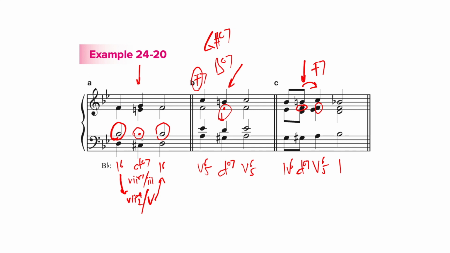Let's listen to them. The first one. And now the second example. And the last one.